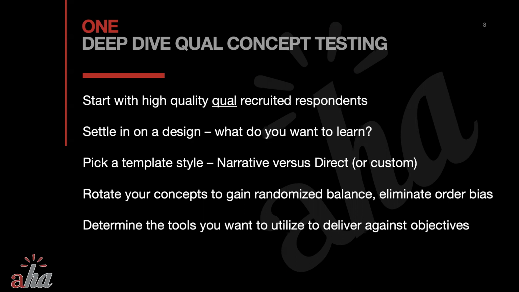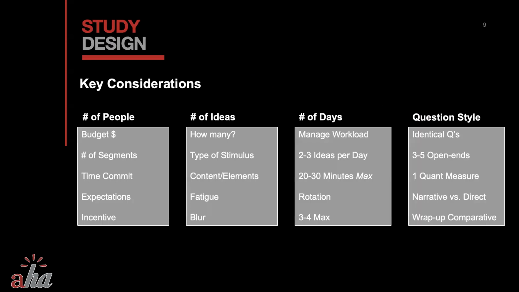So the next point here is concept rotation. For the pros out there, you obviously know this, but for anybody new to market research or just parachuting in here to learn something today, you definitely have to rotate concepts. If you don't rotate concepts and show them in the same order every time, you're going to have order bias. So again, you want randomization as balanced as you can get it, and you want to rotate your ideas. And then you want to determine the tools you want to use to deliver against those objectives. And I'll touch on some of those here today.